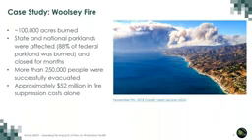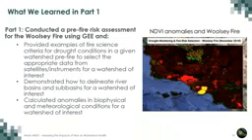suppression costs alone. What we learned in part 1 through a pre-fire risk assessment was about fire science criteria for drought conditions in a given watershed pre-fire to select the appropriate data from satellites and instruments for a watershed of interest. We learned how to delineate river basins and subbasins. We also learned how to calculate anomalies in biophysical and meteorological conditions for a watershed of interest.